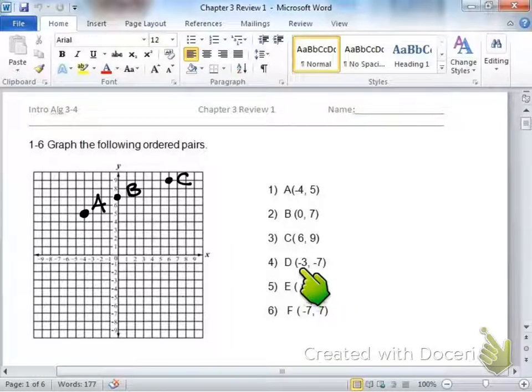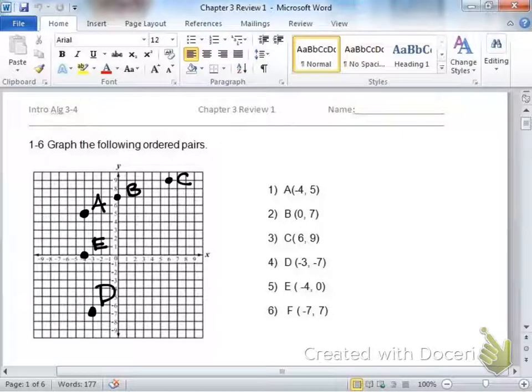Next, we're going to go left 3, down 7. Left 3, down 7. I'm going to label that one with a D. To graph number 5, we have to go left first, and then we're going to stay there. So left first, up and down 0, stay right there. We're going to label that point E.